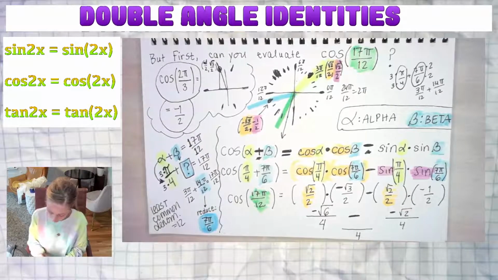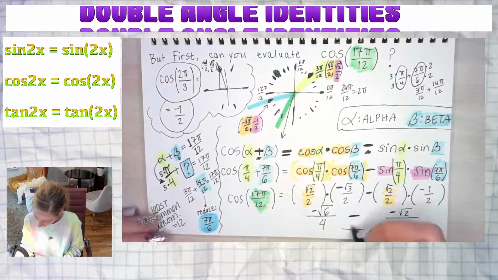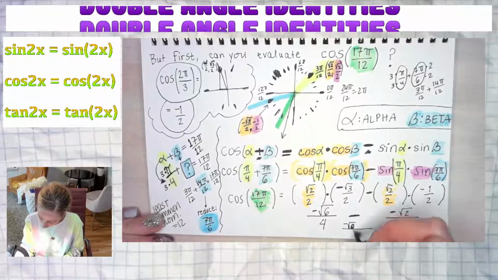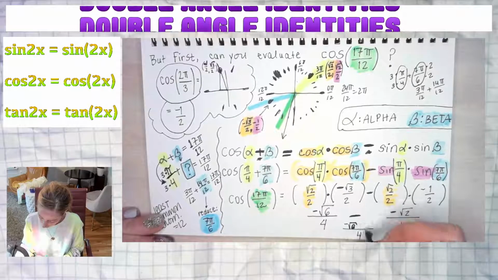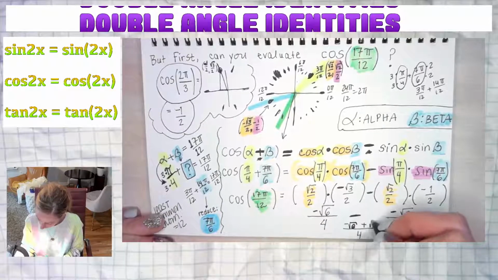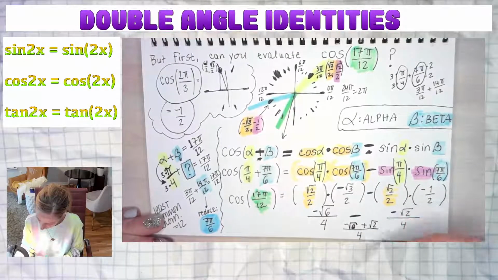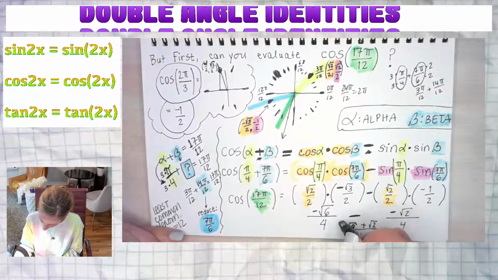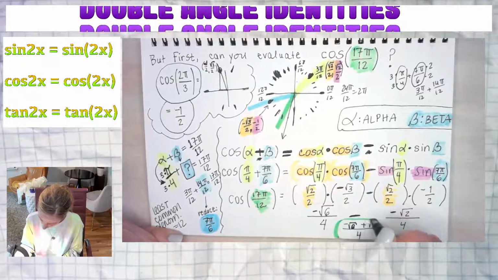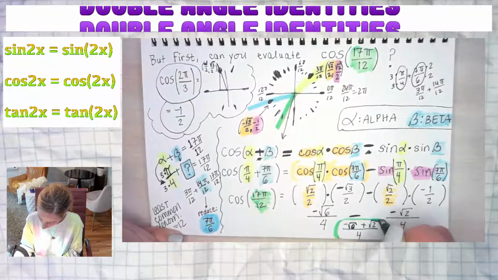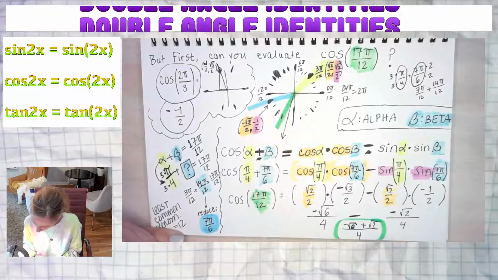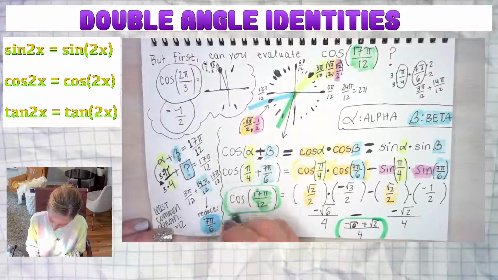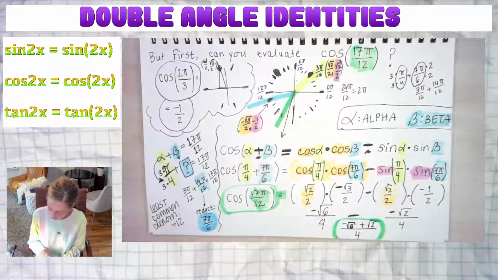Instead of minus negative, what do minus and negative really mean? To add. Right, so we'll just write plus. You know what I mean? Mm-hmm. So there you go. Final answer is negative radical 6 plus radical 2, all over 4. So that's what the cosine of that angle is equal to.